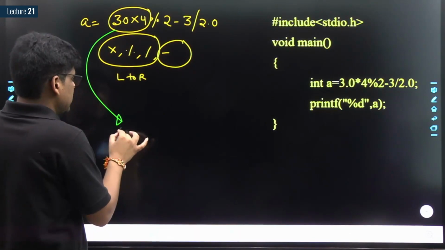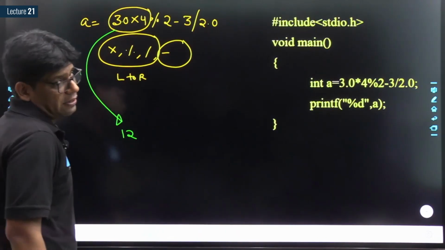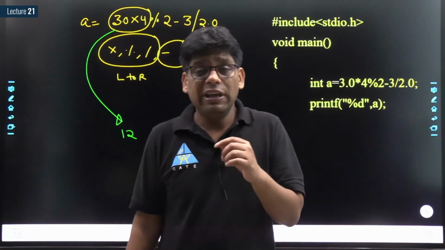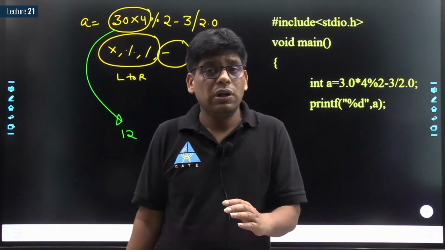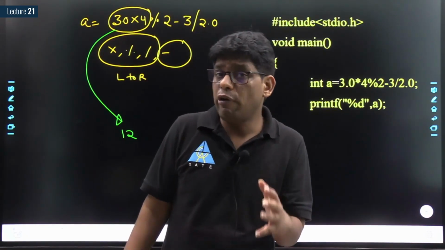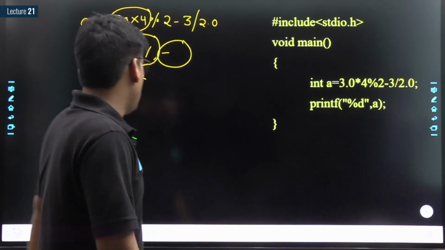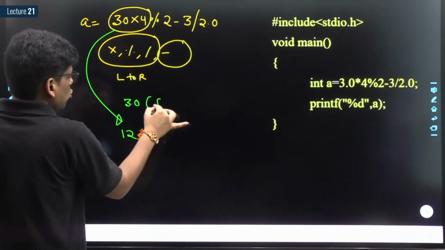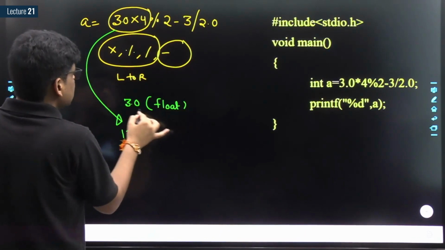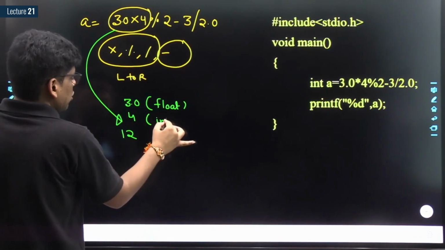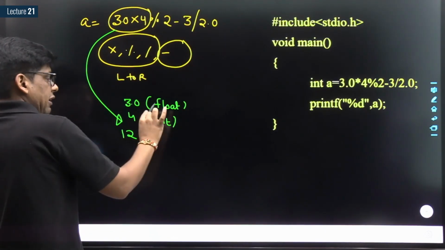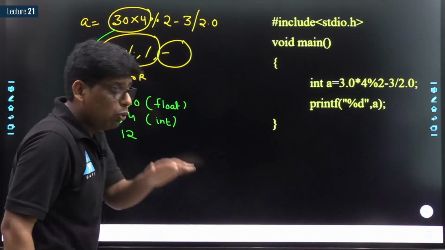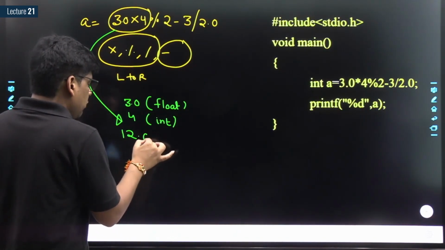Don't make this mistake that the answer is 12. No, sir. Why? We have already discussed that the result of any operator depends upon the behavior of the operands. Sir, what are the operands for multiplication? The first operand is a float value and the second operand is an integer value. Sir, if one is float and one is integer, the output comes out to be float. That means it is not 12, it is 12.0.